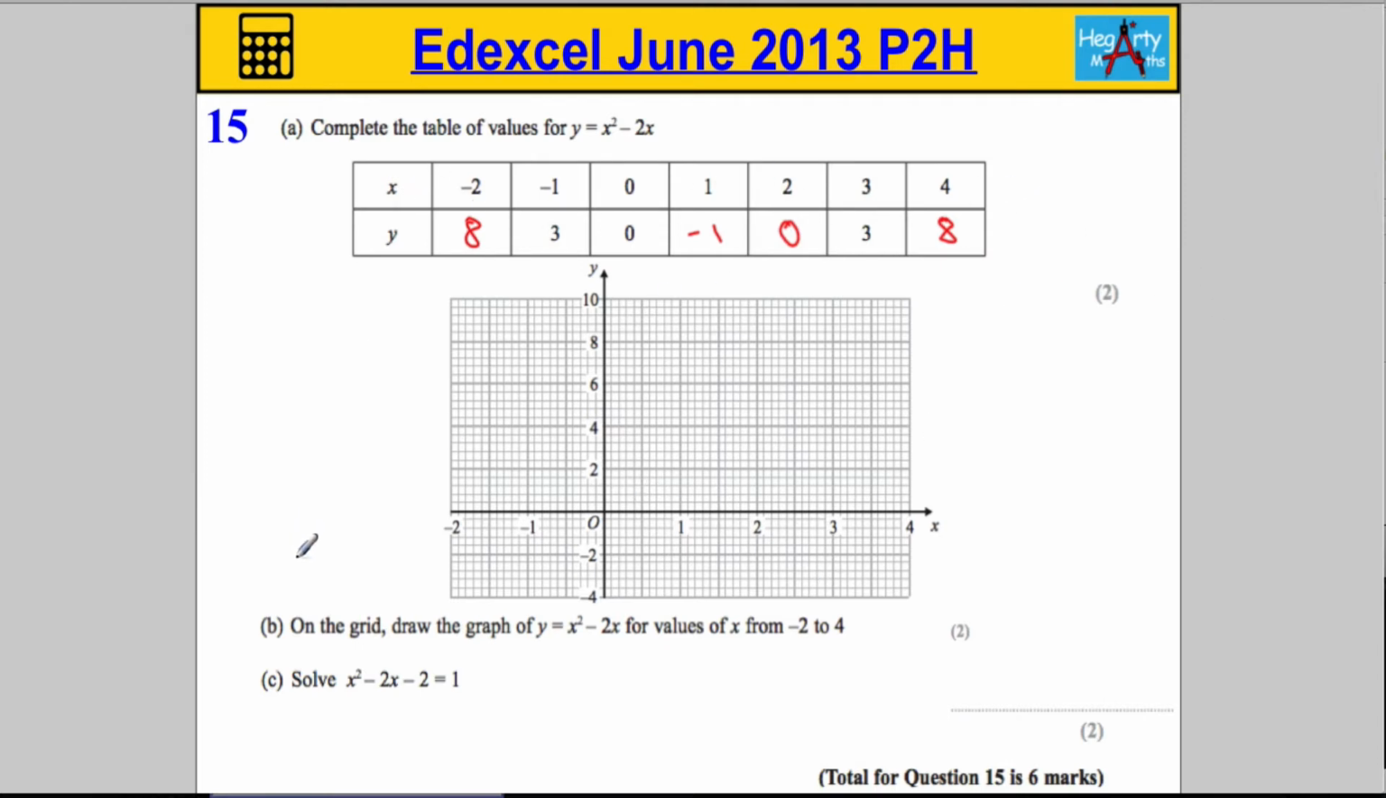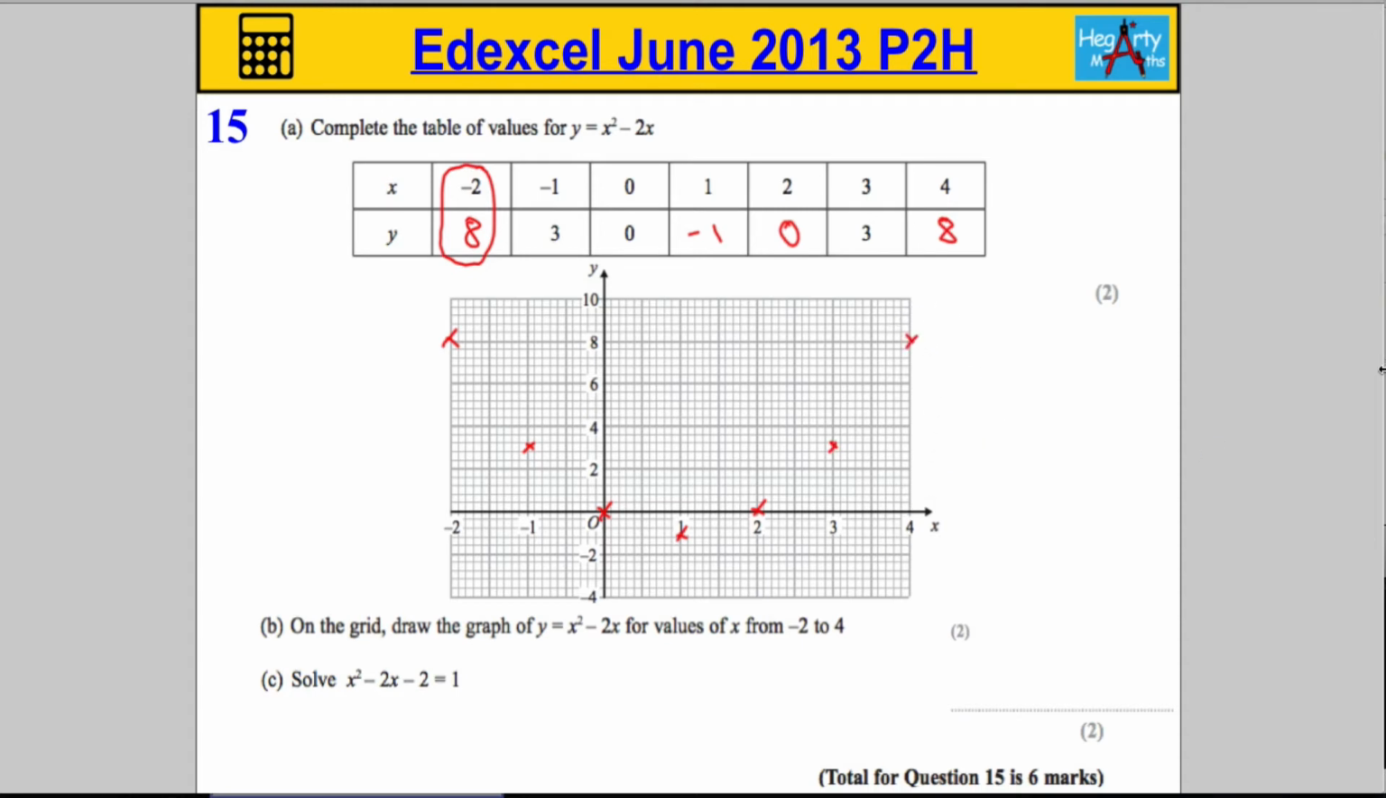Part B, we're asked on the grid to draw the graph of y equals x squared minus 2x for the values of x between negative 2 and 4. We're just going to plot our points here. So I want to plot this point, negative 2, 8, which is going to be here. Negative 1, 3, which is going to be here. 0, 0, which is the origin. 1, negative 1, which is here. 2, 0, which is here. 3, 3, here. And finally 4, 8, which is here.